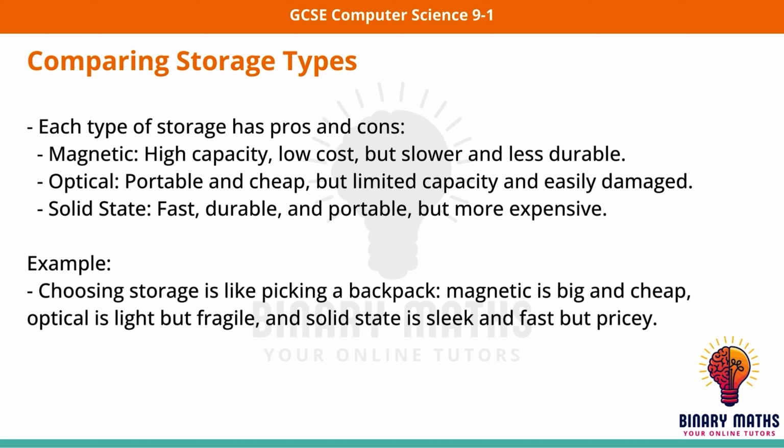Choosing the right storage is like picking a backpack. Magnetic storage is like a big, cheap backpack. It can hold a lot, but it's heavy and not very durable. Optical storage is like a lightweight backpack. It's easy to carry, but it can't hold much and it's easily damaged. Solid state storage is like a sleek, high quality backpack. It's fast, durable, and portable, but it's more expensive.